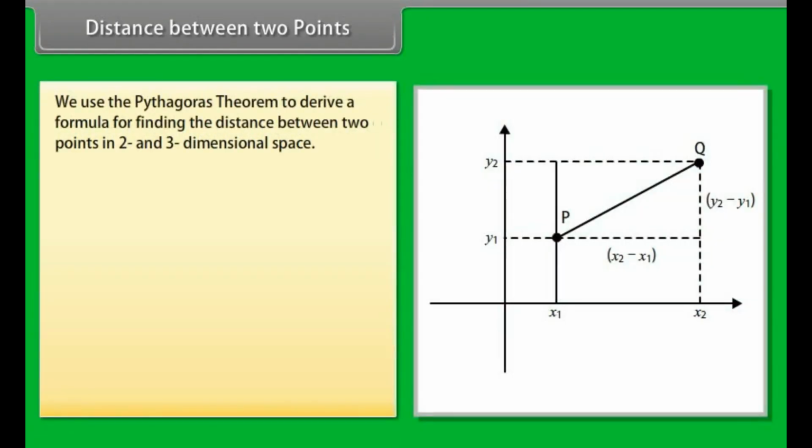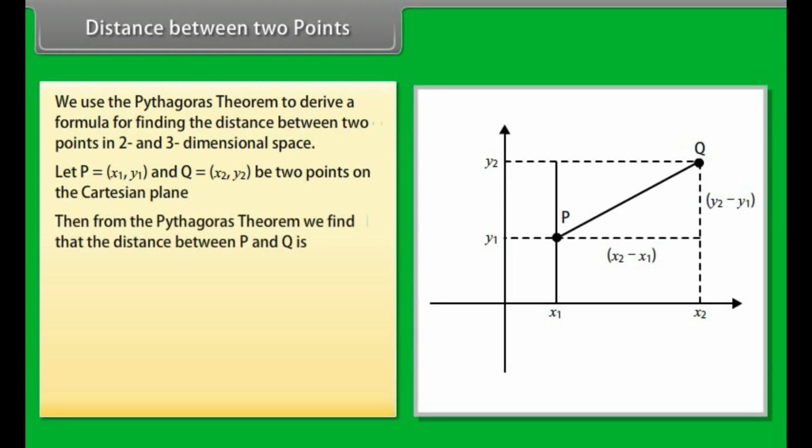Distance between two points. We use the Pythagoras theorem to derive a formula for finding the distance between two points in 2 and 3-dimensional space. Let P = (x1, y1) and Q = (x2, y2) be 2 points on the Cartesian plane as shown in the figure. Then from the Pythagoras theorem, we find that the distance between P and Q is PQ equal to square root of (x2 minus x1) square plus (y2 minus y1) square.